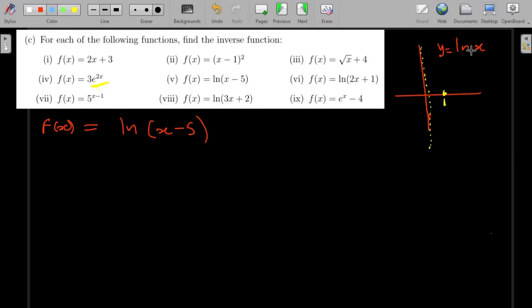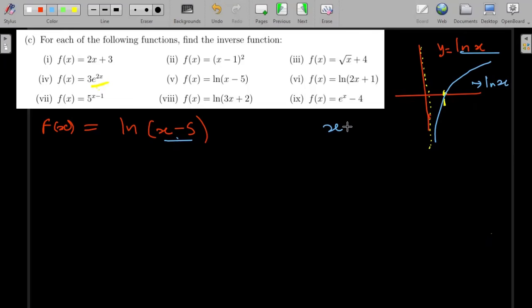So this graph here for ln x is a graph that does not touch the y-axis and passes through (1, 0) like that. So this is ln x, okay? But now here it has been shifted 5 units to the right. Okay, so how do I know that?